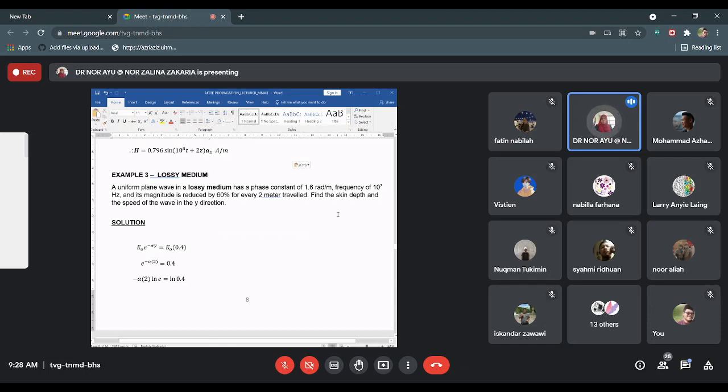Alright, if you look at the skin depth just now, the equation is 1 over alpha, right? It does not give you the equation of E or the equation of H, so it is difficult for you to determine alpha. The other way to find this alpha is by looking at what else is given. Besides that, it gives you the phase constant, the frequency, and also this one, for every 2.